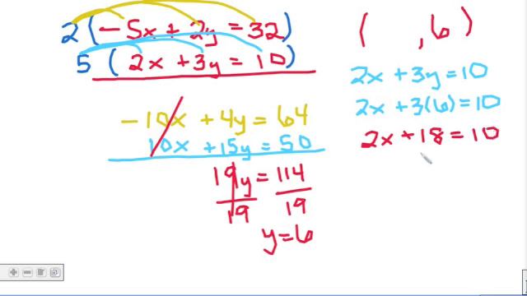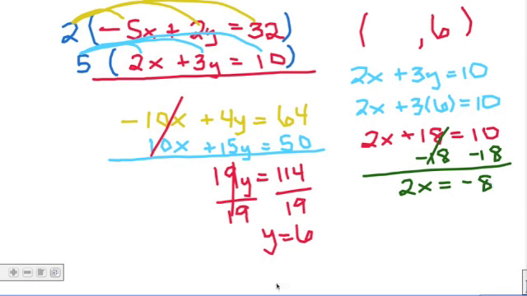Combine your like terms, so move that 18 over. Okay, these cancel, giving me 2x equals 10 take away 18 is going to be negative 8. All right, now get that x by itself, so I'm going to divide by 2. And x equals negative 4. So my final answer here is negative 4, 6.